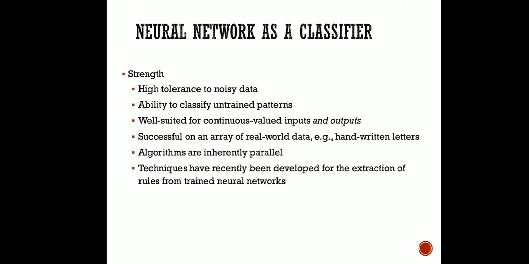It is successful on an array of real world data, such as handwritten letters. Whenever this kind of classification scenario comes, where the inputs are handwritten letters, not machine written or typed, it is difficult for many classifiers to study, but a neural network can handle it very easily.